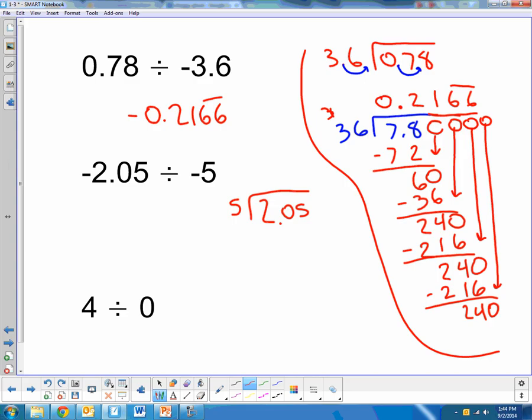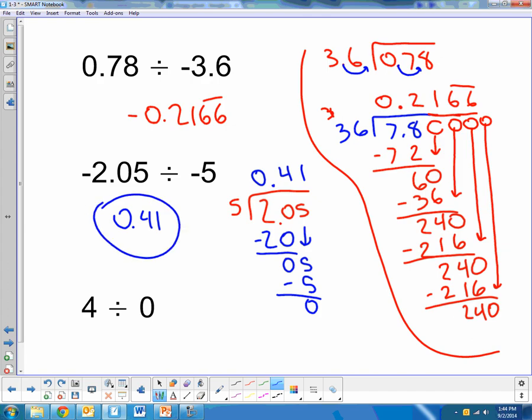5 does not go into 2. Can pull that decimal point up. 5 goes into 20 4 times. 4 times 5 is 20. Pull down that 5. 5 goes into 5 one whole time, and that works exactly the way we want it to with no remainder, 0.41. Now I've got a negative 2.05 and a negative 5. They have the same sign, it's going to be positive. Even if they're both negatives, it's still a positive result.